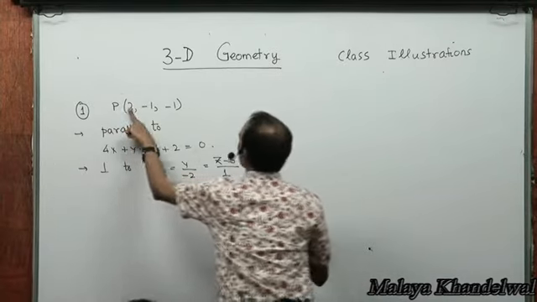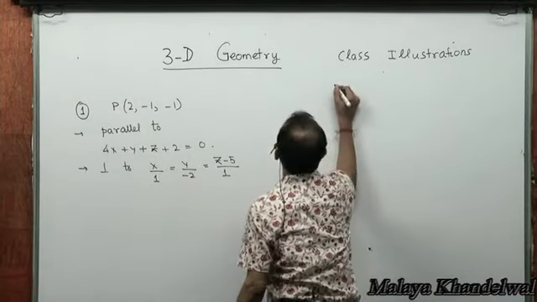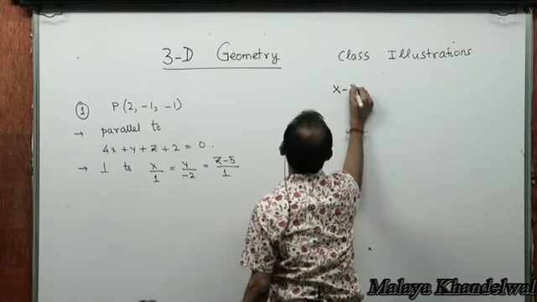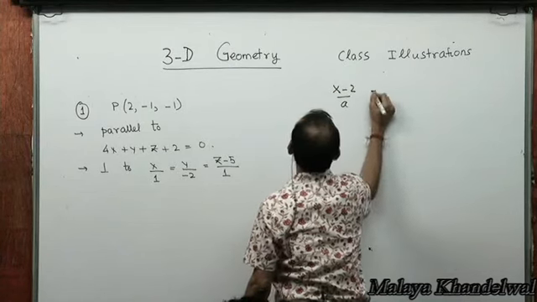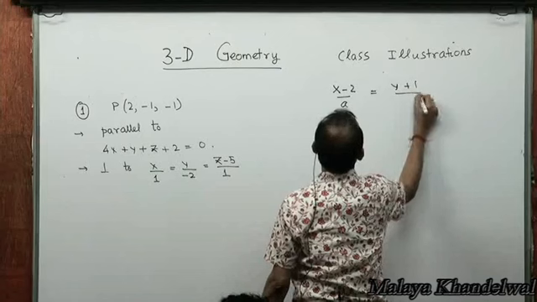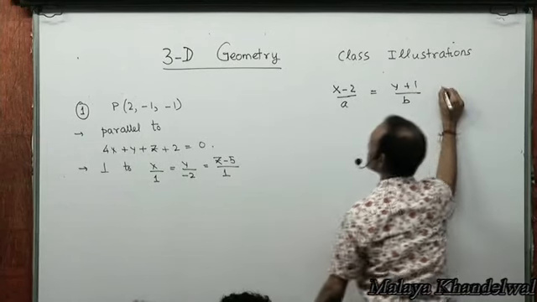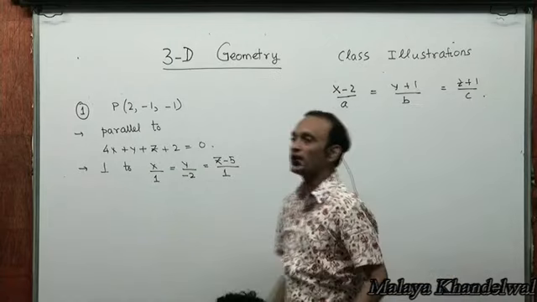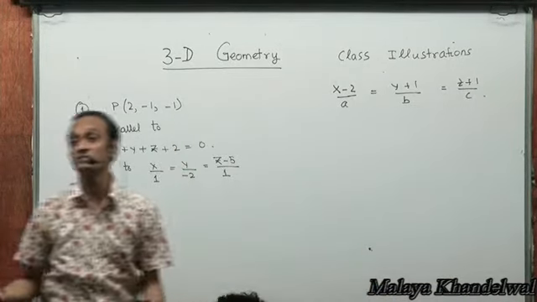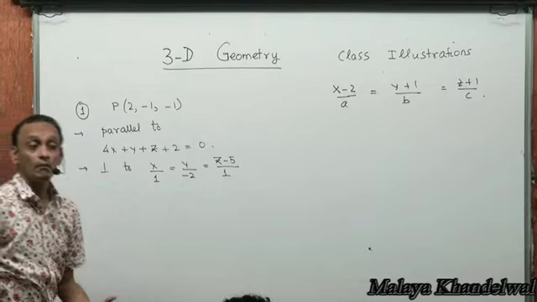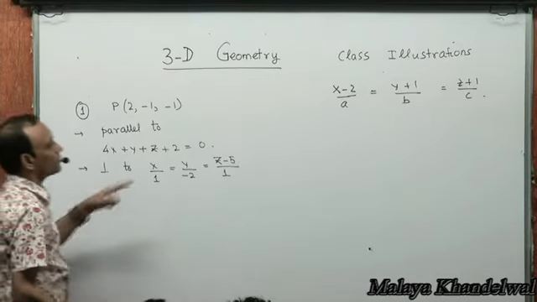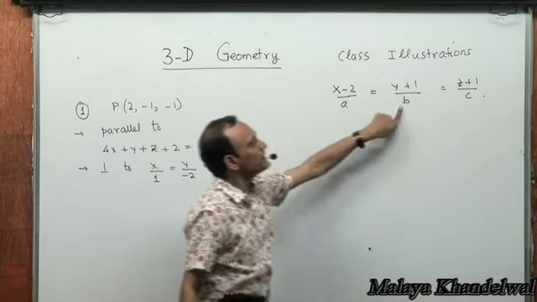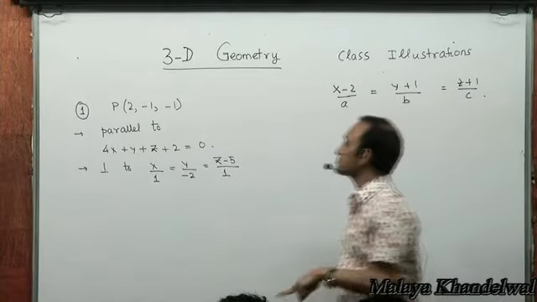Okay, so if there is a line passing through (2, -1, -1), then its symmetric form would be, say, (x - 2)/a = (y + 1)/b = (z + 1)/c, where a i cap plus b j cap plus c k cap is a vector parallel to the line. Now, that means a, b, c are the direction ratios.